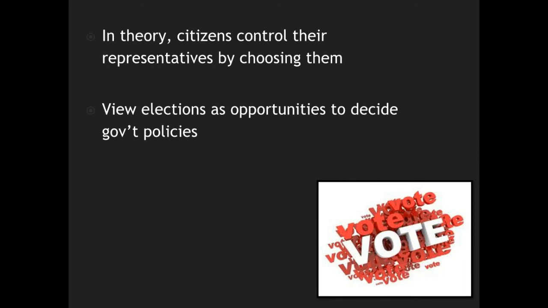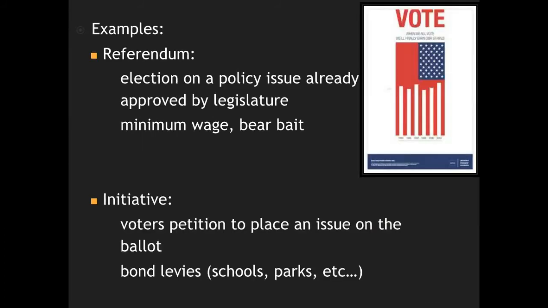But sometimes we even vote for actual laws. We actually vote for policies, particularly and more regularly at the local and state levels than we do at the federal level. Examples of voting for actual policies or changes by the actual people, and not through our representatives, would be through the referendum and the initiative. A referendum is an election on a policy issue already voted by the legislature.